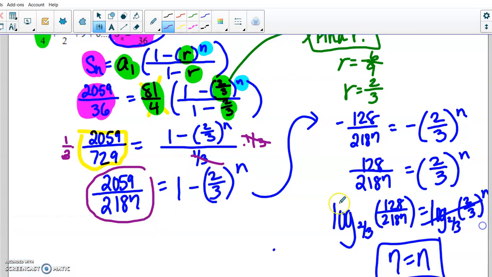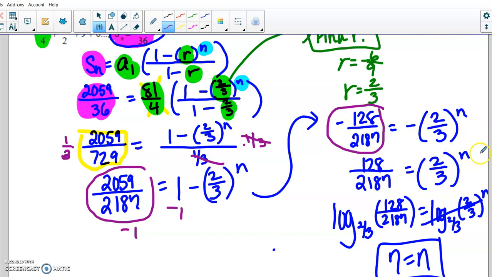Next thing I'm going to want to do, because I want to get this 2/3 all by itself, is subtract 1 from both sides. When you do that, you get this lovely number, -128 all over 2,187. On the right side, we're still left with this negative 2/3 to the n power. Divide both sides by -1. Basically that just makes everything positive now.